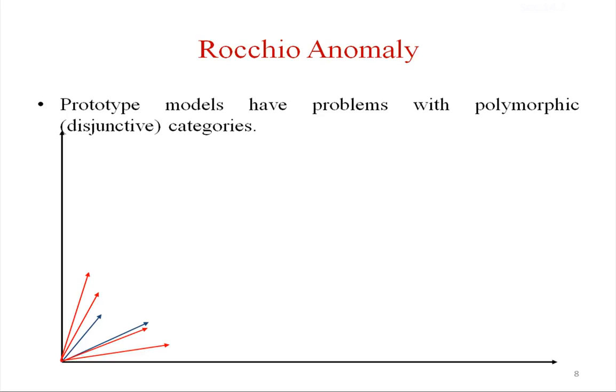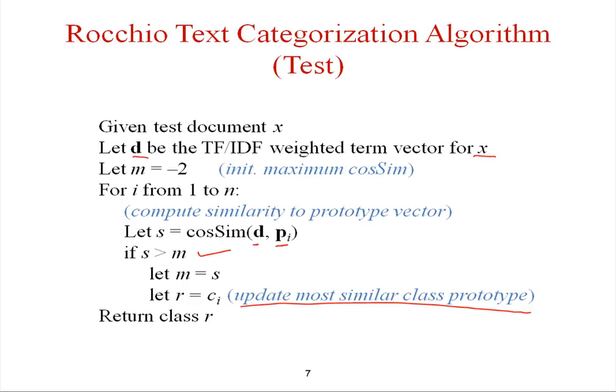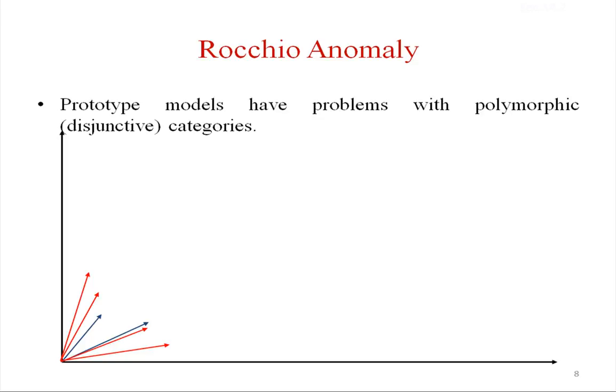But there is some problem. Just reread this line. Here we update the most similar class prototype, which is the main cause of the problem. Here prototype models have problems with polymorphic or disjunctive categories.